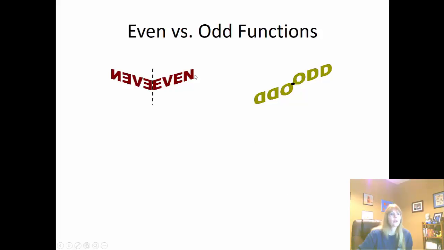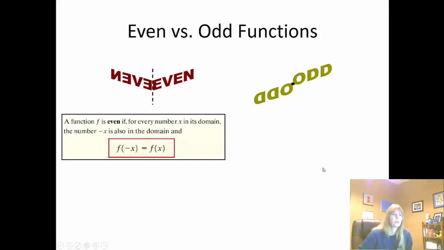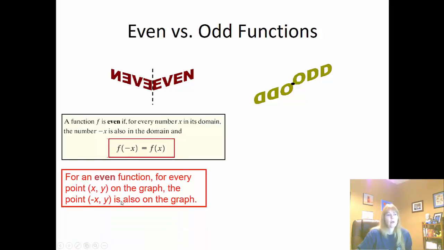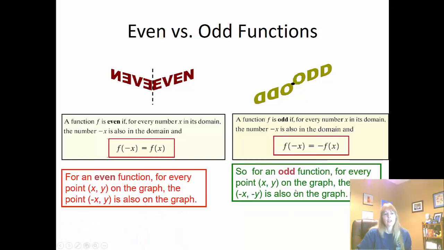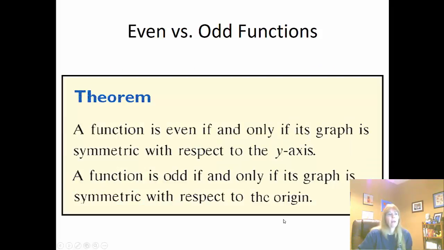Different properties of functions. We have the even and odd functions. A function is even if you plug in a -x and you get the function back. So for an even function, for every point (x, y) on the graph, the point (-x, y) is also on the graph. And then odd, when you plug in a -x, you get a -f of x. So in other words, your y. Remember, f of x is just your y value. So when you plug in a -x, you actually get a -y. So it says a function is even if and only if its graph is symmetric with respect to the y-axis.